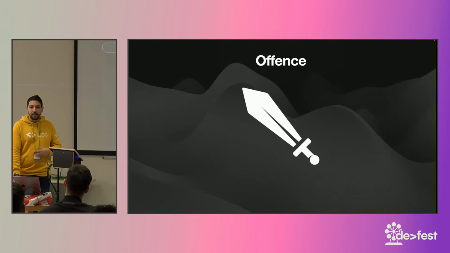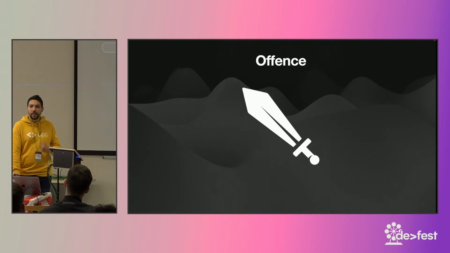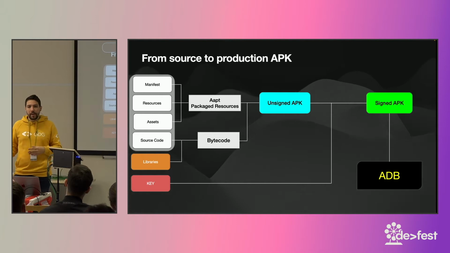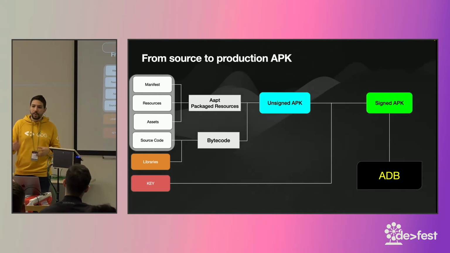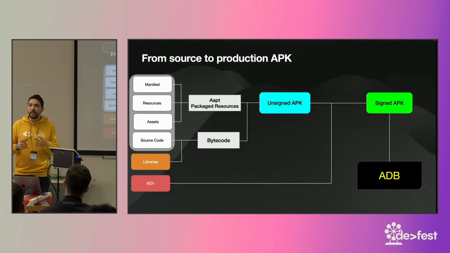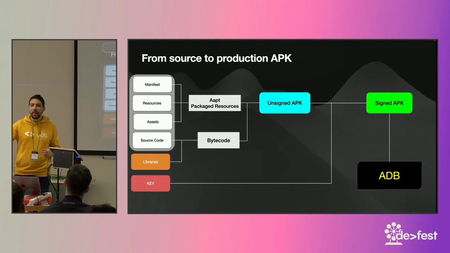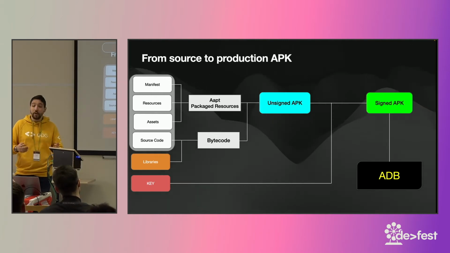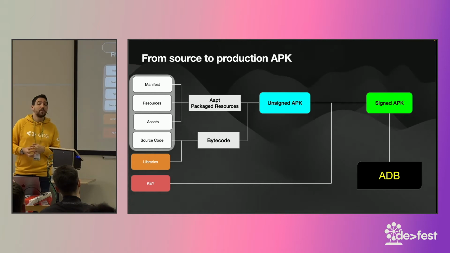So we begin with the offense. As I told you, we're actually going to decompile an application. But before we do that, just so we're all on the same page, when I search through the decompiled application, I'm going to talk through what an application actually consists of. So when somebody presses the generate signed APK button in Android Studio, what happens? First of all, Android Studio takes manifests, resources, and assets.